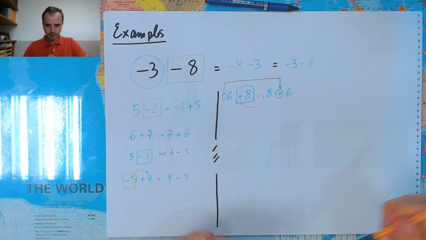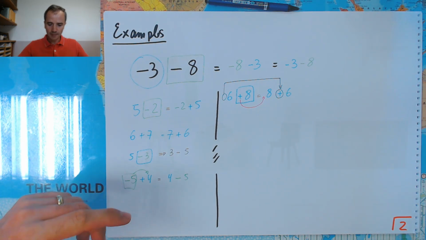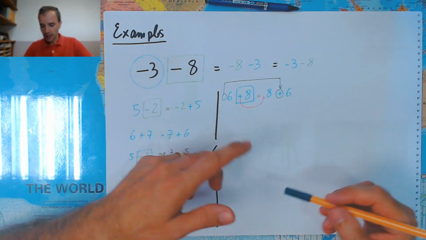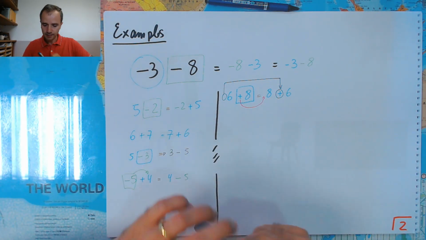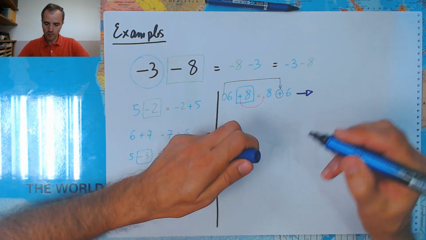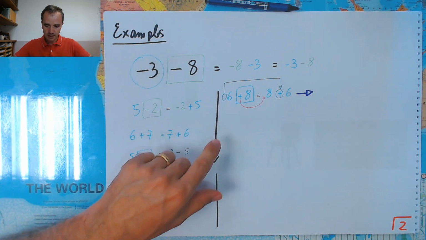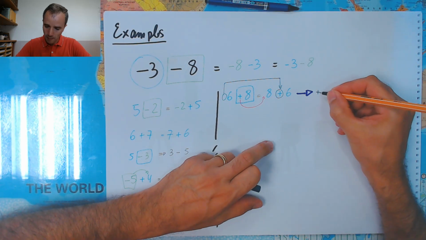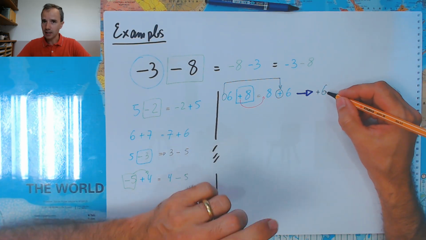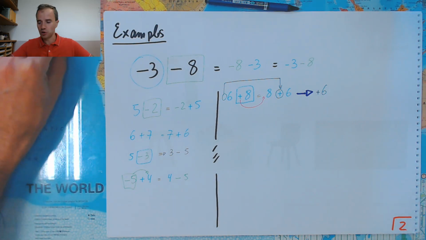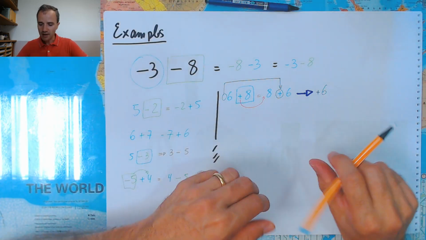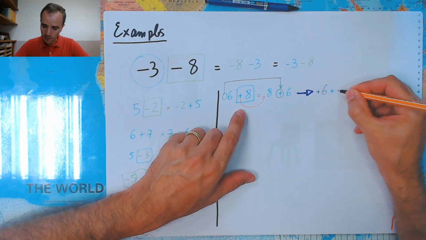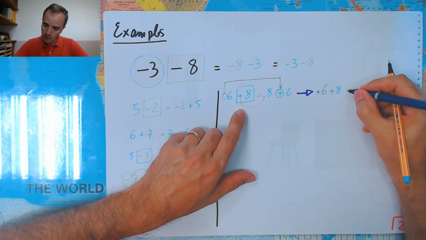Now, let me write this equation in a different way. It's going to be easier. Now, let's do it like that. It's going to be a plus 6. I can write a plus, okay? It is not usual, but I can do it. There is nothing that forbids me from doing so. Plus 8.